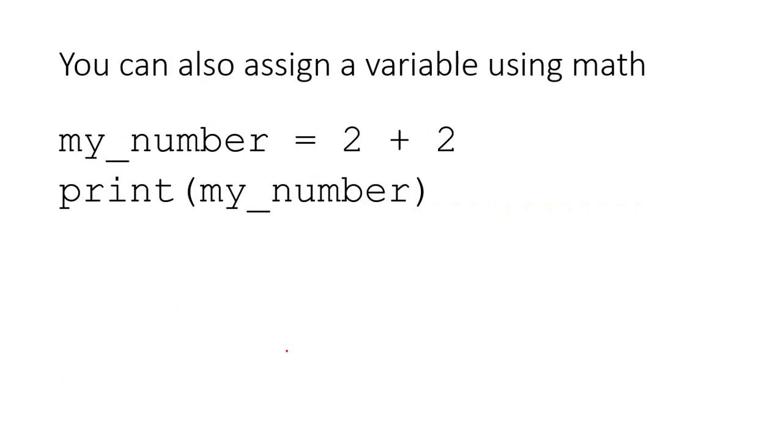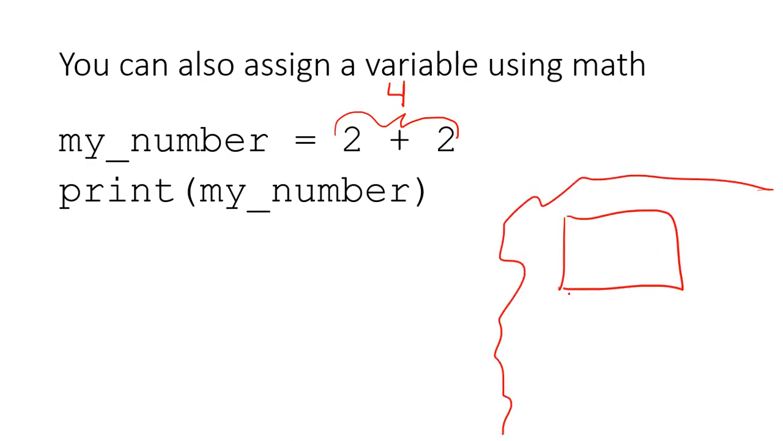You can also assign a variable using math. So I can say my number equals 2 plus 2. Inside of the computer, it's first going to decide that 2 plus 2 is 4, and then it will assign inside the memory, inside the box of my number, because remember that's all a variable is, a box inside of the computer, it's going to assign a 4. My number will not actually store the math sentence that you place in it. It will store the answer to the math sentence that you placed in there. And then I'll print 4. So keep that in mind as we continue.